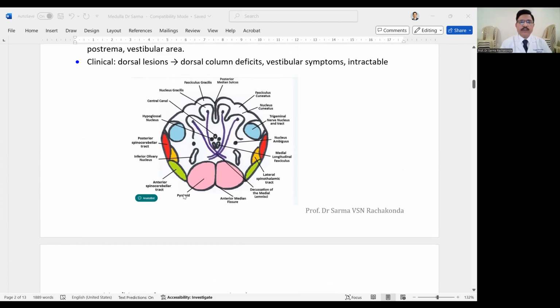Yeah, the pyramid, you are seeing the pink color, anterior median sulcus, these tracts we identified. Then the hypoglossal nerve nuclei we have seen there. Central canal is there. Nucleus gracilis, nucleus of the trigeminal nerve, this one. Yeah, all other things we have already identified. This is the decussation of the medial lemniscus. Medial lemniscus tries to cross to both sides so that it gives supply to both sides.